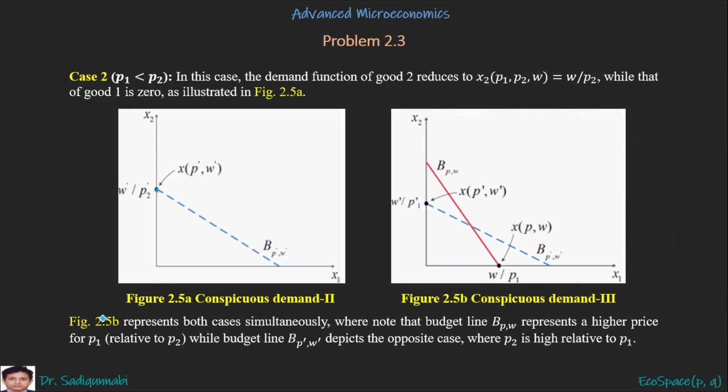So if we connect 2.4 and 2.5a, we get this figure. Figure 2.5 represents the combination of the previous two figures. Budget line B PW represents the higher price for P1, while the budget line B P prime W prime depicts the opposite case, where P2 is high relative to P1.